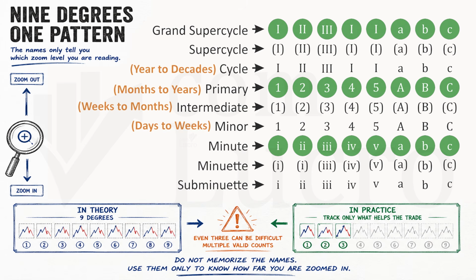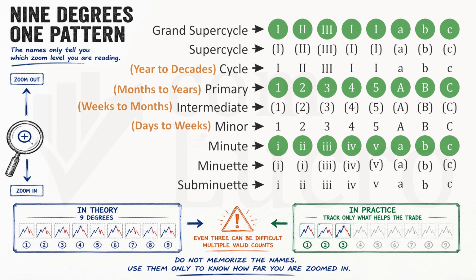There are 9, from largest to smallest: the grand supercycle, the supercycle, the cycle, which spans years or decades, the primary, months to years, the intermediate, weeks to months, the minor, days to weeks, and then the minute, the minuet, and the subminuet. Don't try to memorize that list. The idea behind it is simply that the same pattern exists at every zoom level, and the names tell you which zoom you're on. In practice, tracking all 9 at once is impossible.